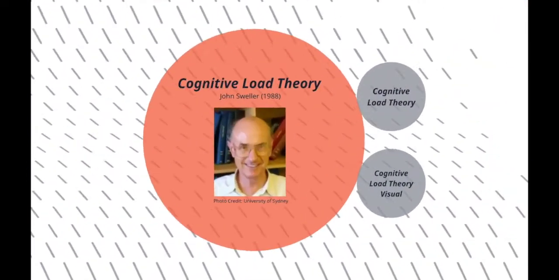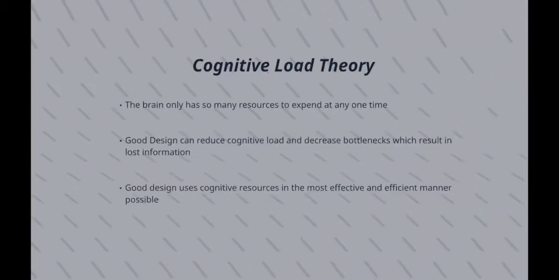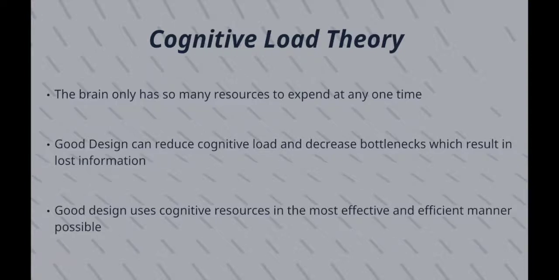We'll now be moving to the cognitive load theory developed by John Sweller in 1988. Cognitive load theory states that presented information imposes a load on working memory, and if working memory is overloaded, then learning ultimately suffers. The limited nature of working memory is compensated by the ability of long-term memory to store and organize information for future processing. Because there is a limit to the amount of resources in the brain, good design can use those resources in the most efficient manner possible, ultimately reducing cognitive load and decreasing bottlenecks that result in lost information.